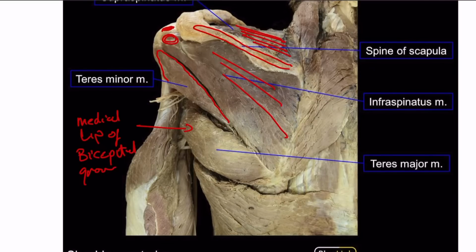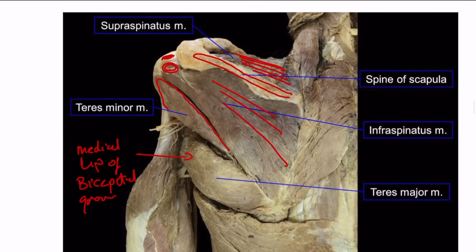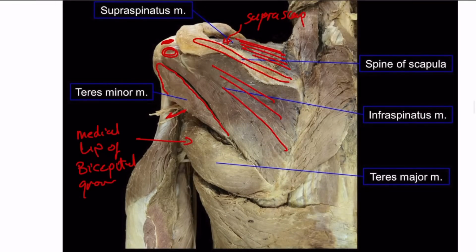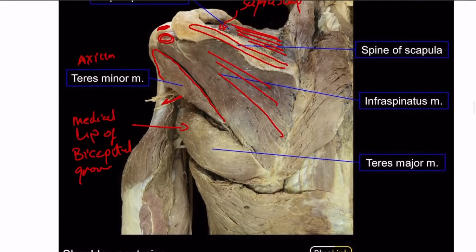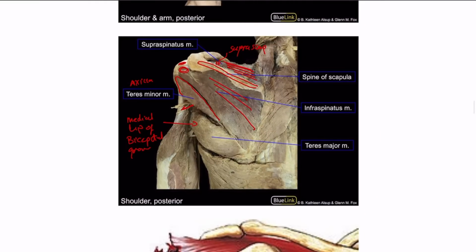In terms of the nerve supply, there is a nerve called the suprascapular nerve. It gives supply to both the supraspinatus and the infraspinatus. For the teres minor muscle, the axillary nerve will be coming from here, and it will give supply to the teres minor muscle. So the axillary nerve supplies teres minor, and the suprascapular nerve supplies the other two muscles, supraspinatus and infraspinatus.